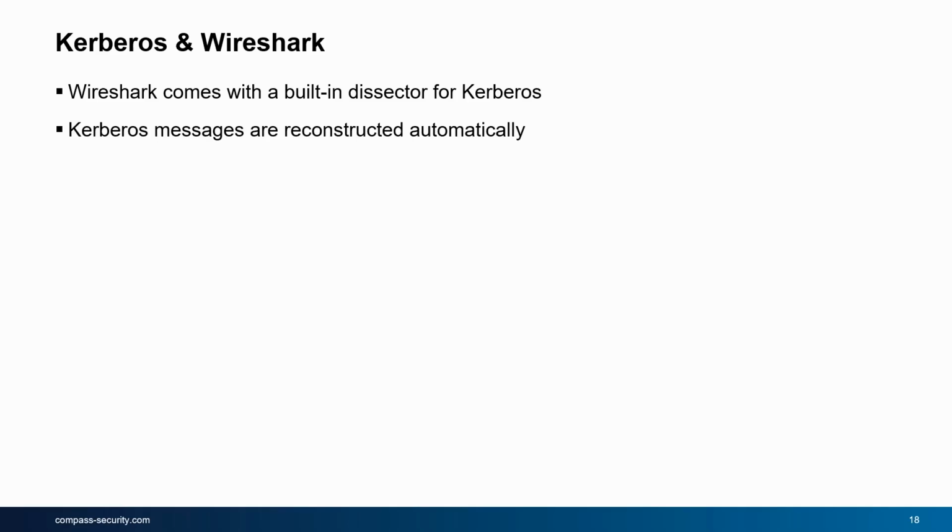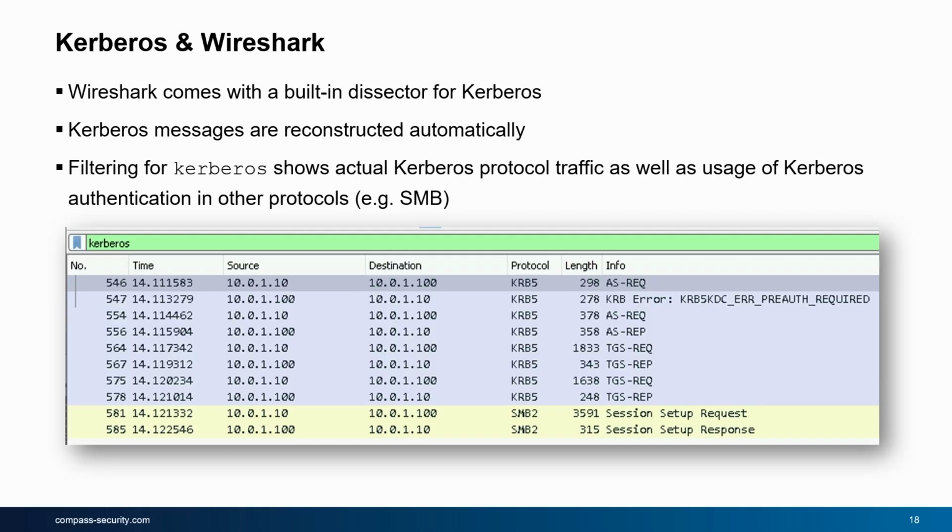To get a bit of a better understanding on how Kerberos works, it is quite useful to look at it on the network level, and for that Wireshark is the right tool because it already has a built-in dissector for Kerberos. So that means the Kerberos protocol or the data structures are presented in a way that we can easily inspect, and so they are automatically reconstructed, and we can dig into the different levels of the message.